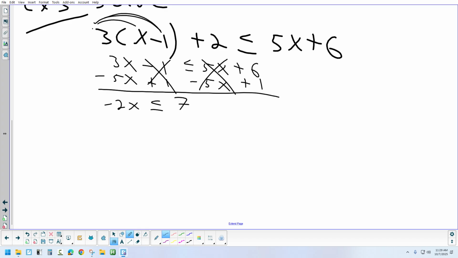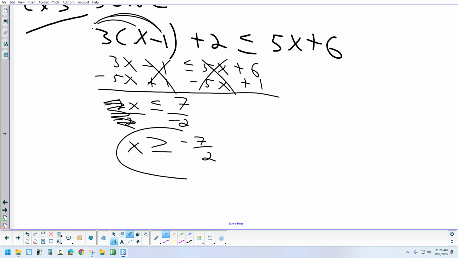But what's my last step? Yep. Divide both sides by -2. Divide by -2, and because we're dividing by a negative, what do we have to do? Flip the sign. So now it's x is greater than or equal to -7/2. Any question on that one?